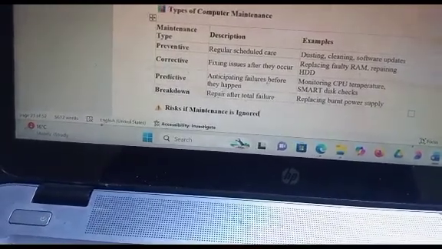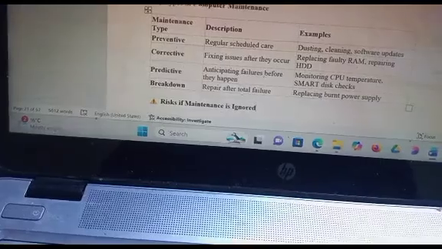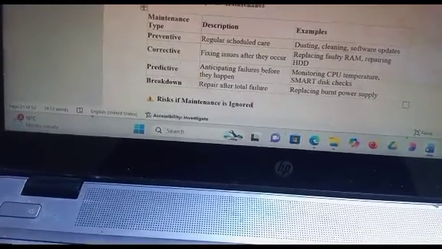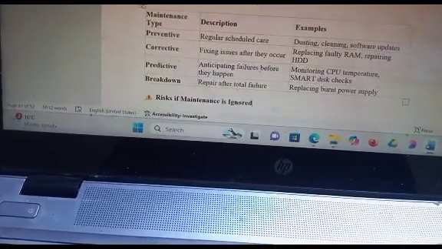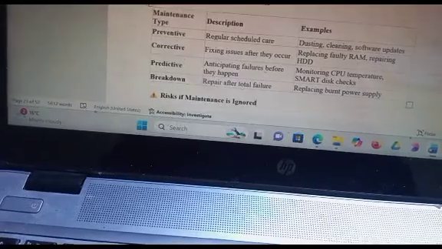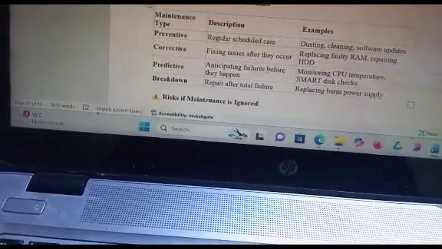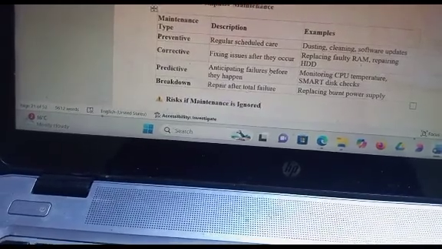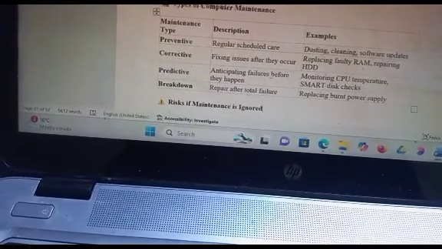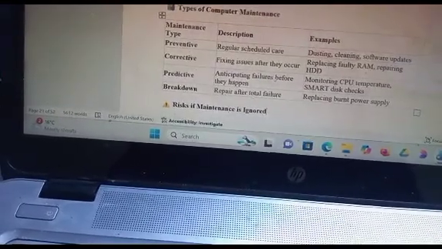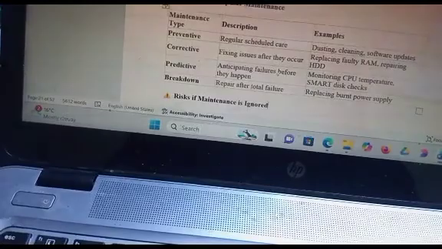Then we have predictive. Predictive is whereby you anticipate failures in the system before they happen. And then examples of those are monitoring CPU temperatures. You use SMART disk checks. SMART disk checks, those are softwares that are normally attached to the computer to be able to tell you the problem.